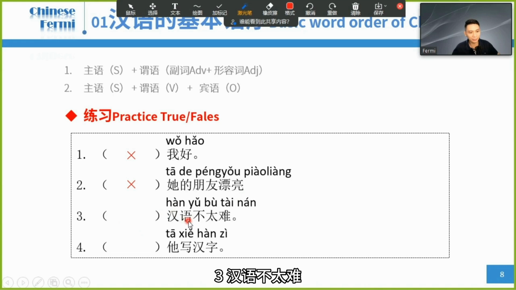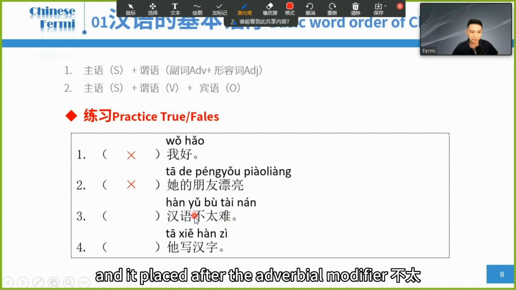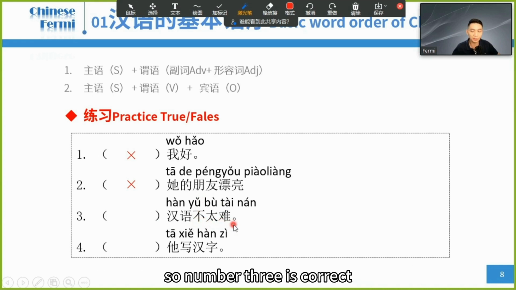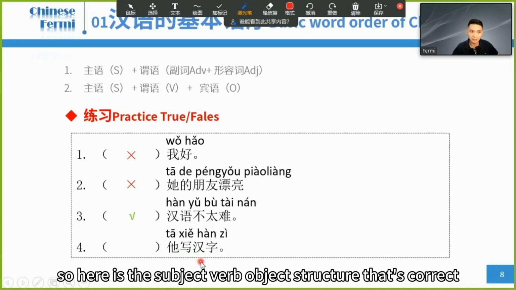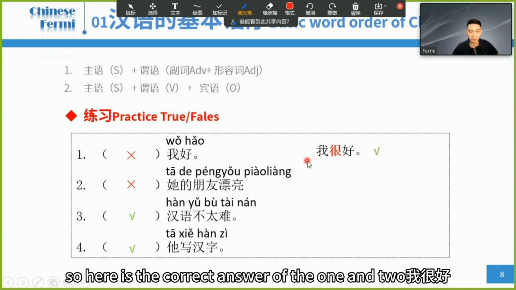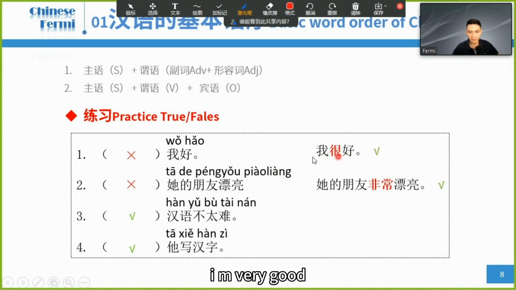Number 3, 汉语不太难. Chinese is not too difficult. 难 is an adjective and it comes after the adverbial modifier 不太. So number 3 is correct. Number 4, 他写汉字. He writes Chinese characters. So here is the subject-verb-object structure. That's correct. So here are the correct answers for 1 and 2: 我很好, I'm very good. 她的朋友非常漂亮. Her friend is very beautiful.